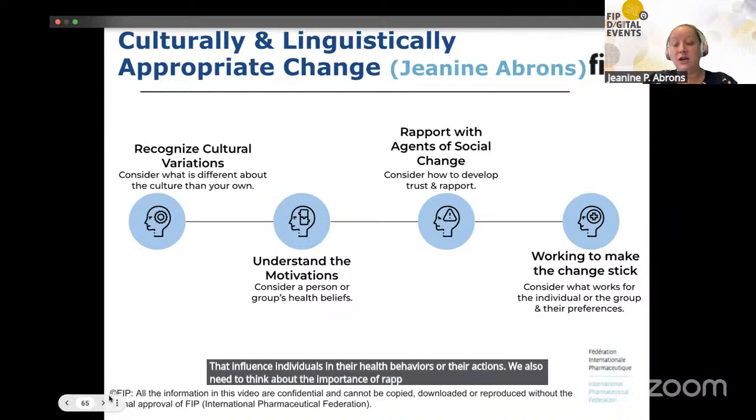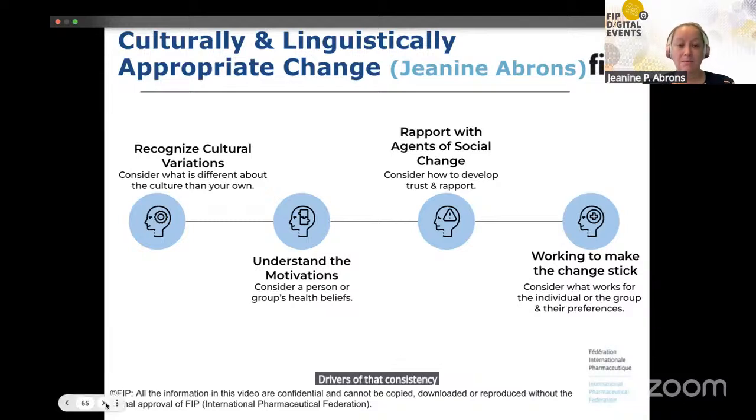We also need to think about the importance of rapport. As Hoyan mentioned, in order to be successful in making a change, as Barry talked about with empathetic listening, we have to create an ongoing rapport and trust with our patients in order to be an influencer and to be effective in our advocacy related to change. And then we need to think about what is important in that cultural context to make that change stick. Are there drivers of that consistency, that ongoing commitment, or are there more temporary factors that exist as well?